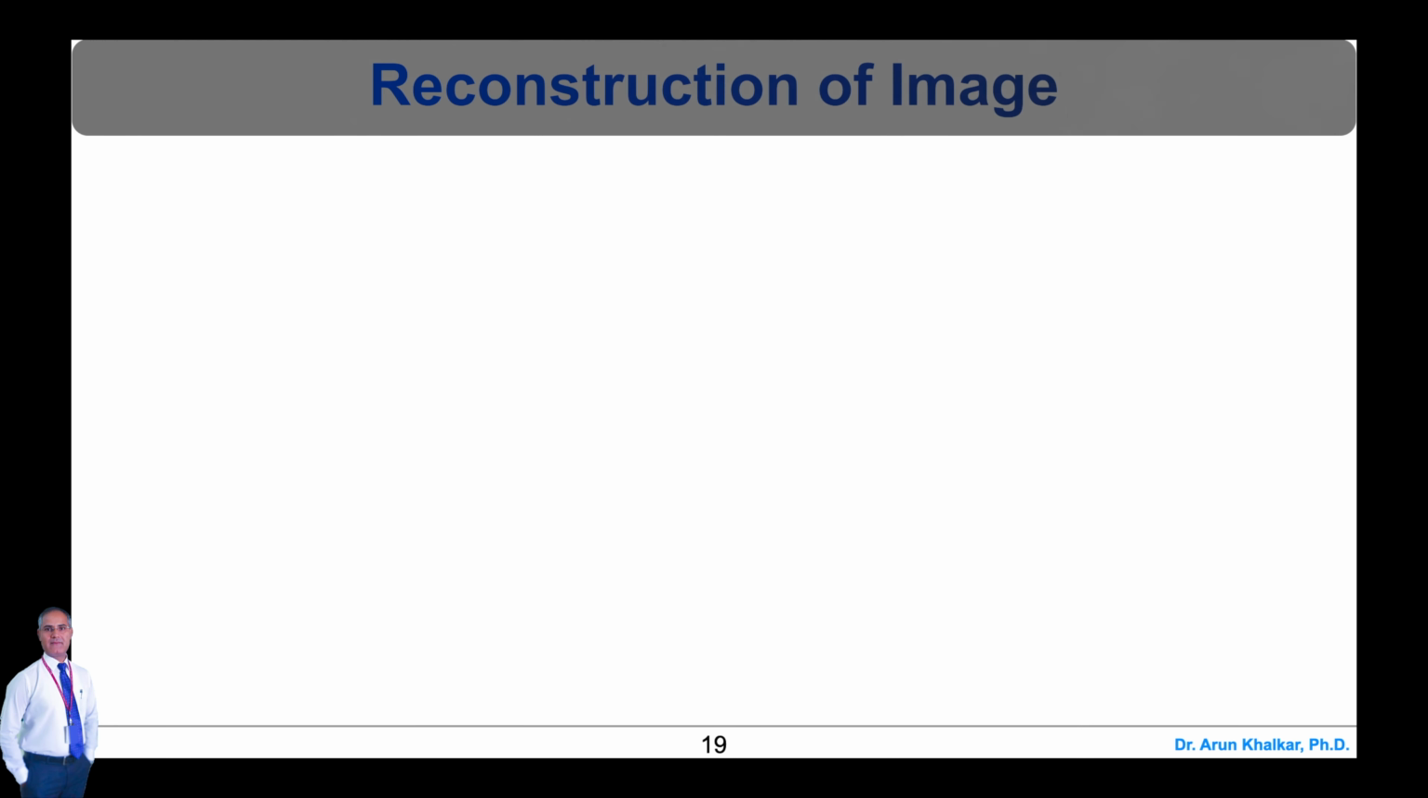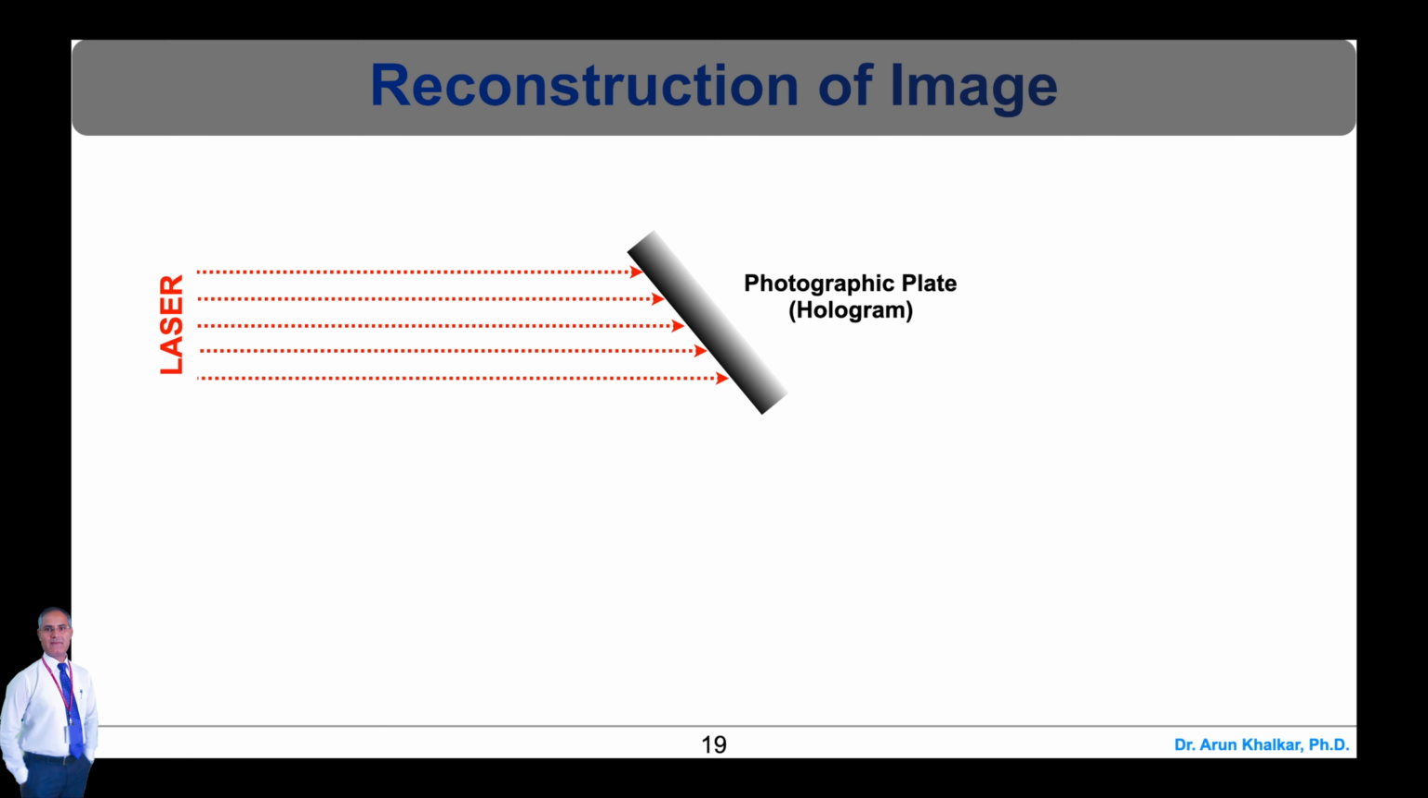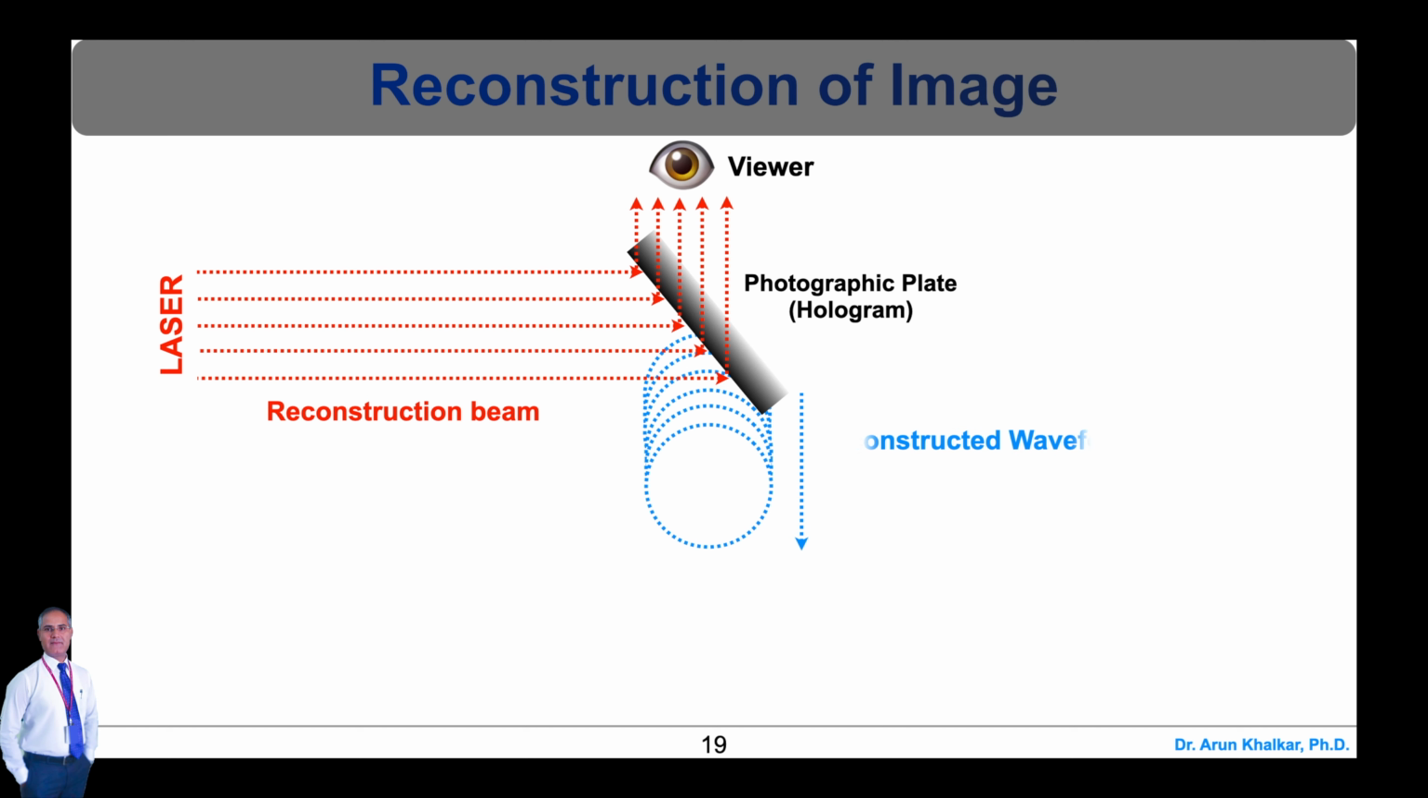Now let's see the reconstruction of the image. In the reconstruction process, the hologram is illuminated by a laser beam, and this beam is called the reconstruction beam. This beam is identical to the reference beam used in the construction of the hologram. The hologram acts as a diffraction grating. This reconstruction beam will undergo the phenomenon of diffraction during the passage through the hologram. The reconstruction beam after passing through the hologram produces a real as well as a virtual image of the object as shown here in this diagram.